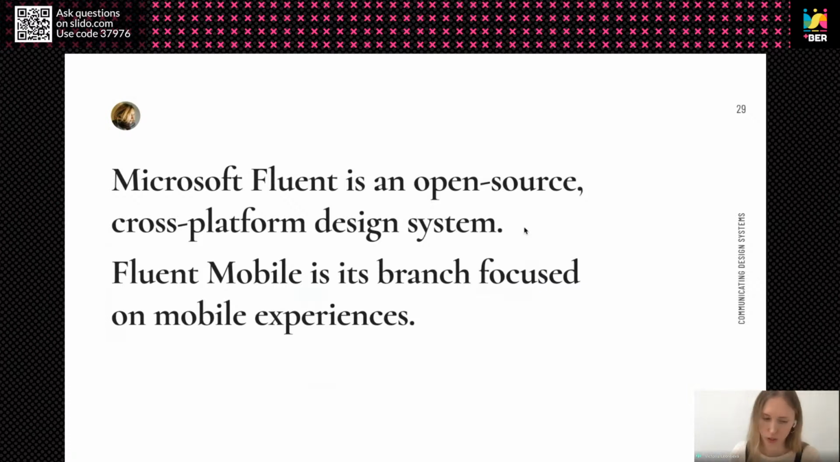I've been talking to a designer from Fluent yesterday. They are trying to reduce this differentiation so that they just call it the Fluent language without any distinction. But historically, Microsoft Fluent has been created for web, so we haven't had very specific experiences for mobile, and we wanted to fix this.